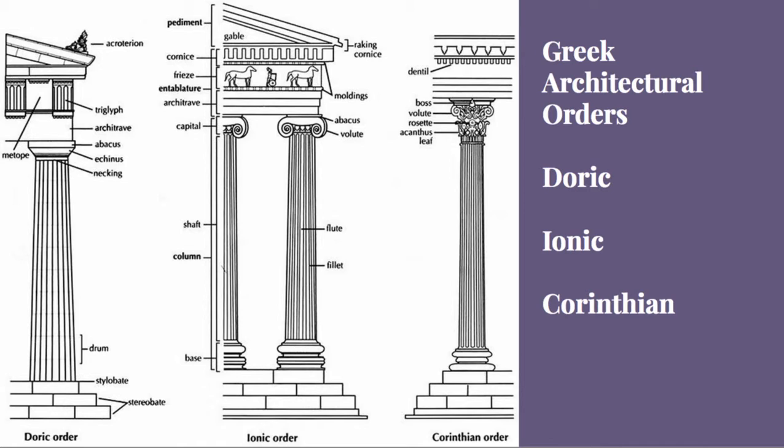A good way for you guys to remember this is by the number of syllables there are in each word. So Doric being the most simple, having only 2 syllables, Ionic having 3, and then Corinthian having the most syllables.